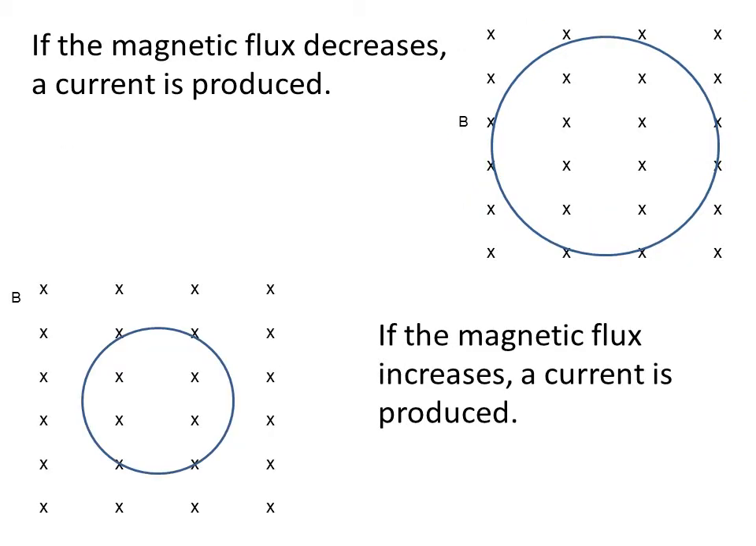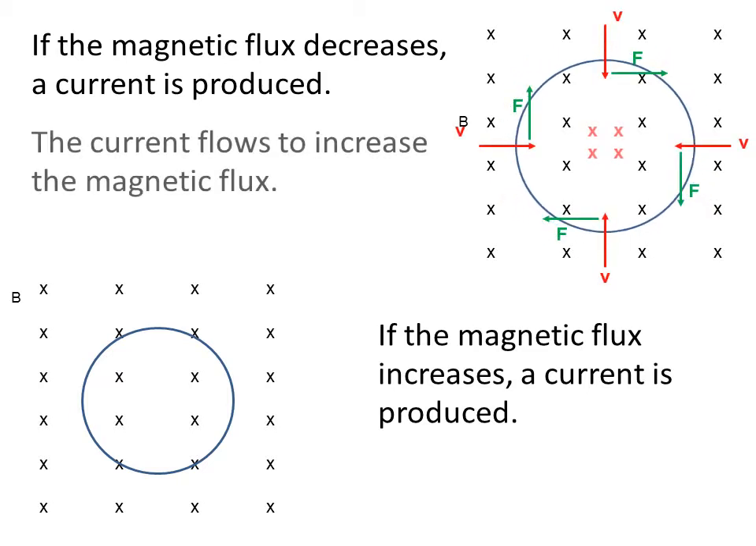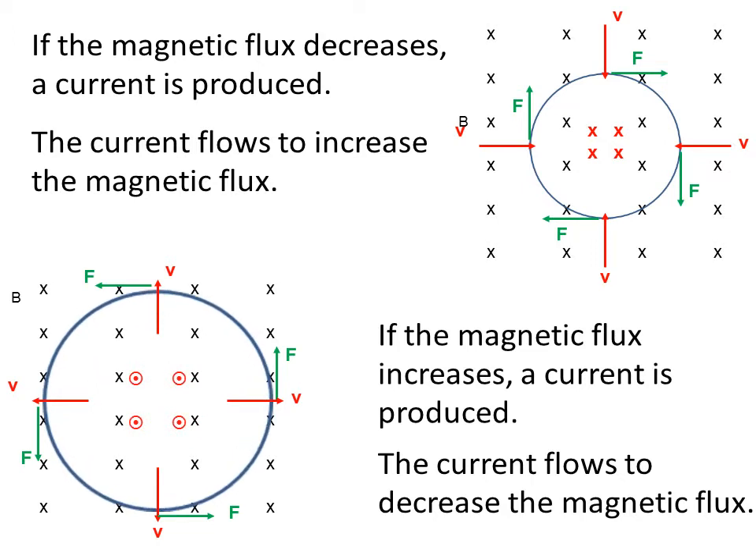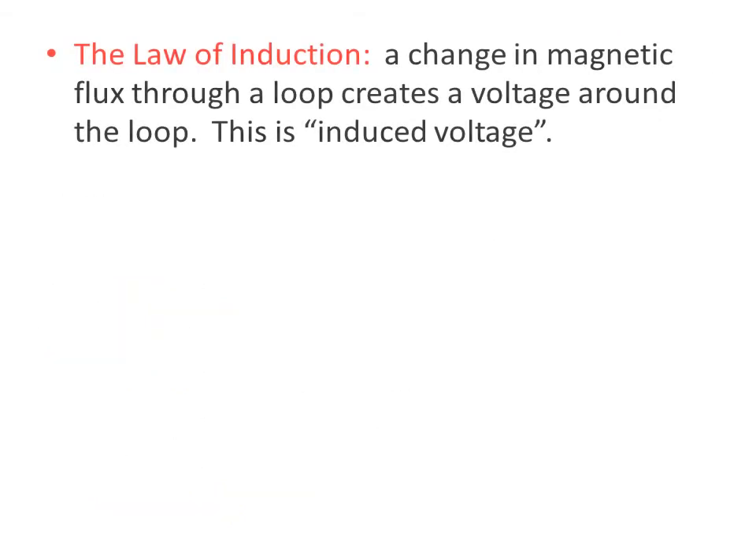If the magnetic flux decreases, a current is produced. That current tries to increase the magnetic flux. If the magnetic flux increases, a current is produced. And that current tries to decrease the magnetic flux. So these rules, put together, give them a name. The first one's the law of induction.